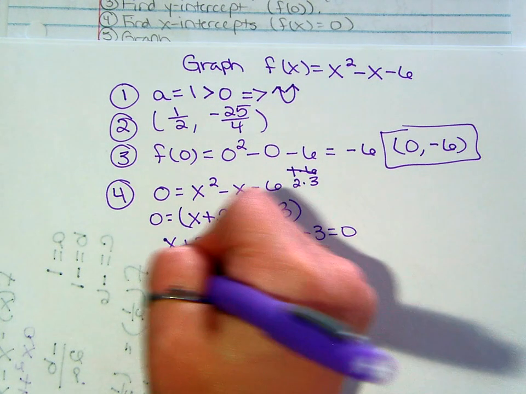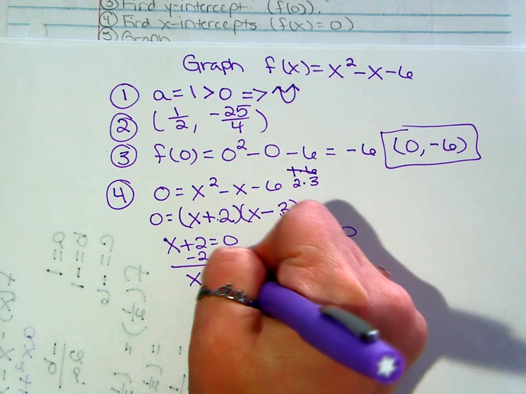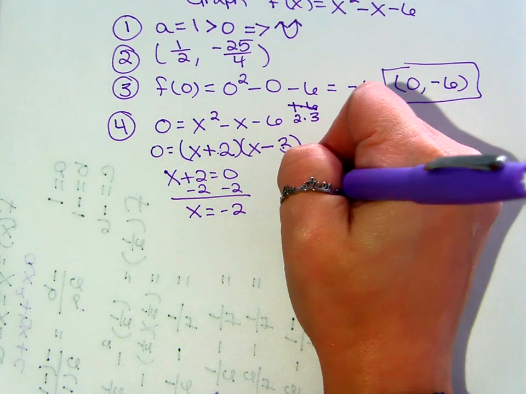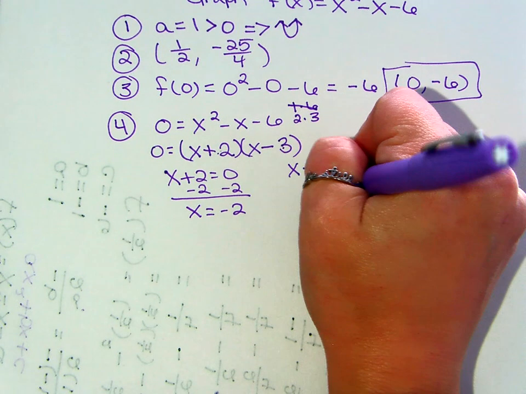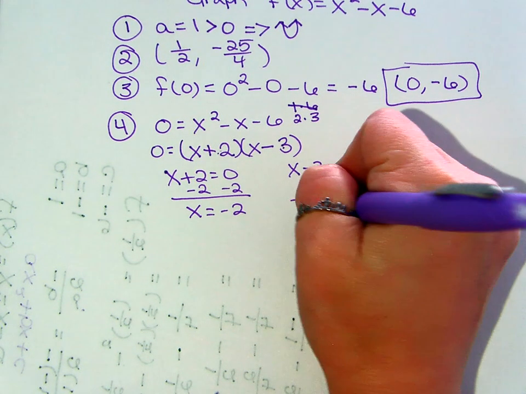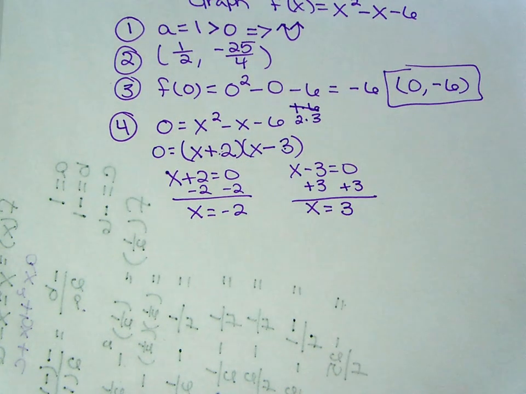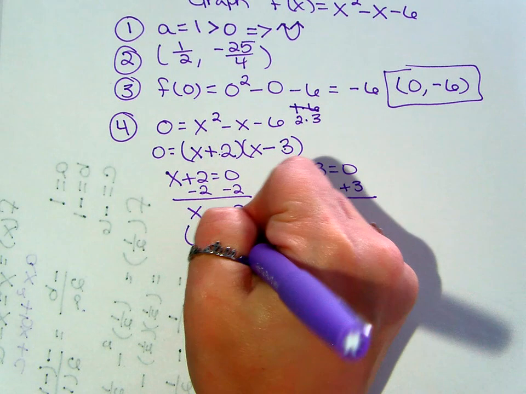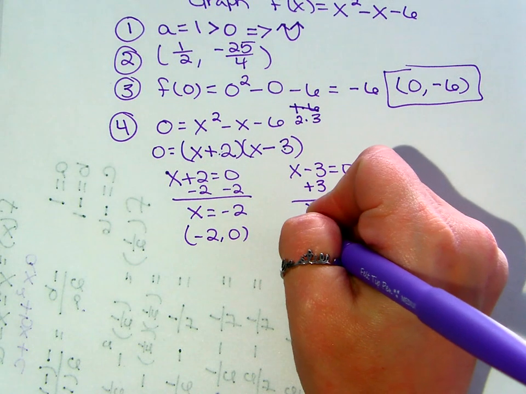X minus 3 equals 0. I would add 3 to both sides. So x equals a positive 3. So what I just found were my x-intercepts. I found that negative 2, 0 is on my graph, and I found that 3, 0 is on my graph. I have lots of ordered pairs now to graph with.